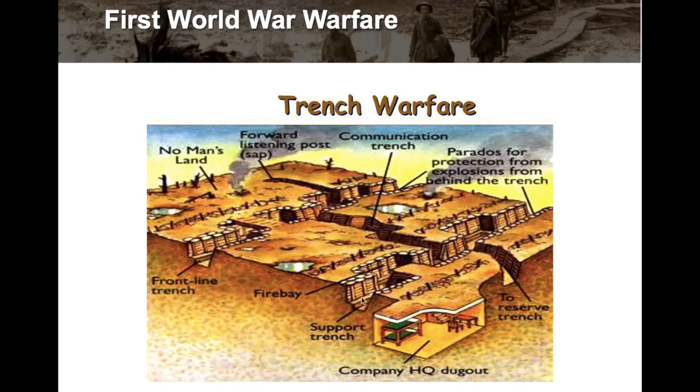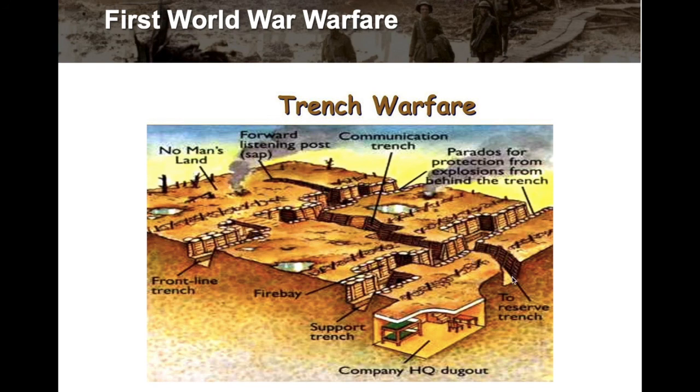So this is a support trench, and this is where the second line would be. So there would be guys back here. Up here would be the guys maybe shooting or fighting or holding the line. These guys back here can take it easy a little bit. Maybe this is where medical is, that sort of thing. This is where you would stage to go up to the front.